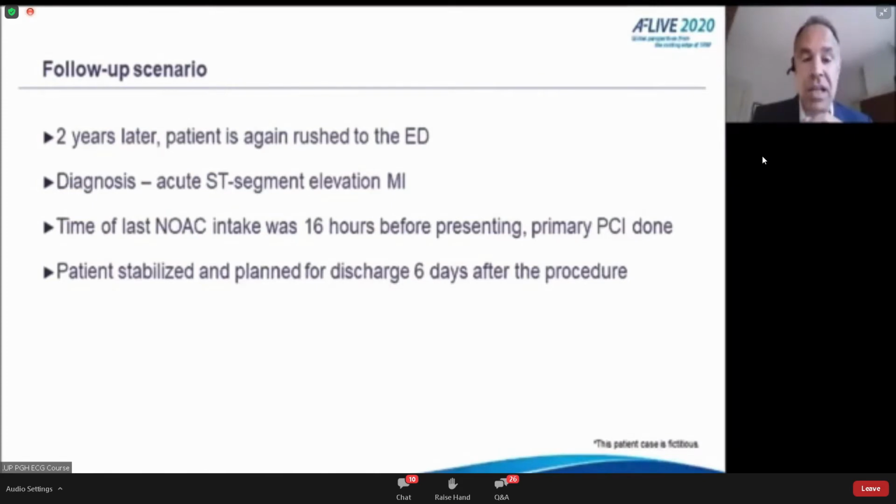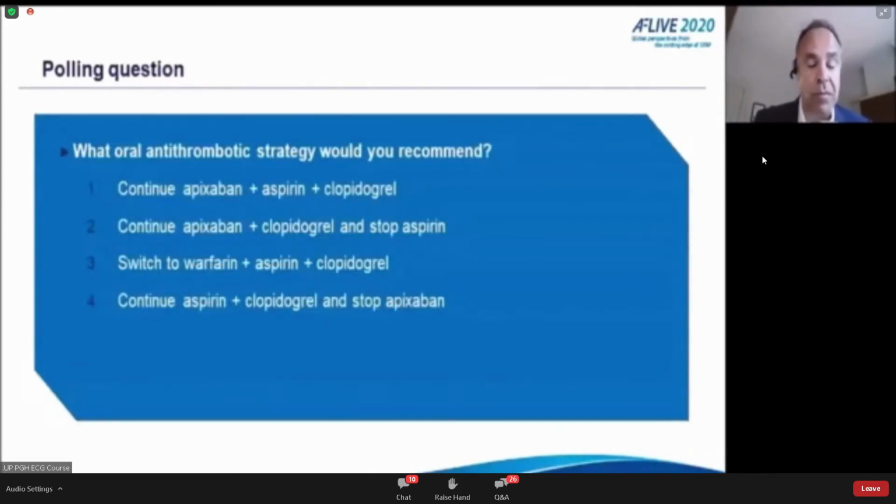And so indeed, in this emergency situation, really regardless of when the intake of the NOAC was, the interventional cardiologist would take her urgently to the cath lab and undertake primary percutaneous coronary intervention, stenting for management of the ST segment elevation MI. So she was stabilized and planned for discharge about 6 days after the procedure and after her initial presentation.